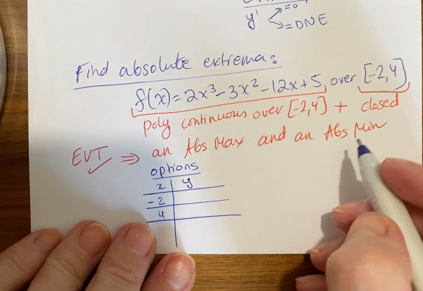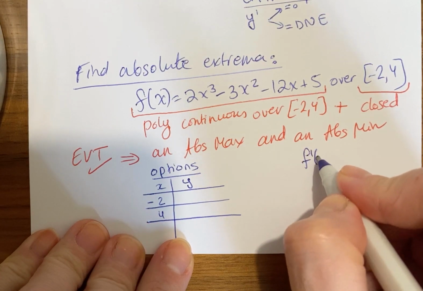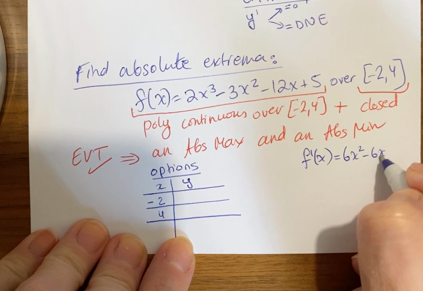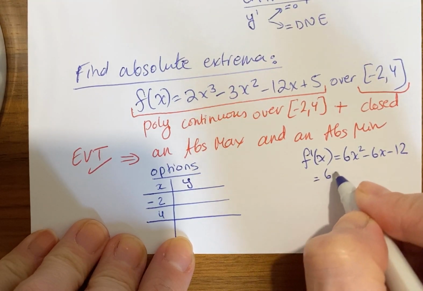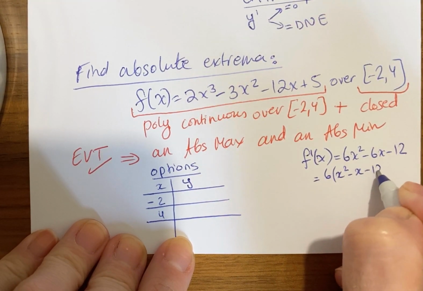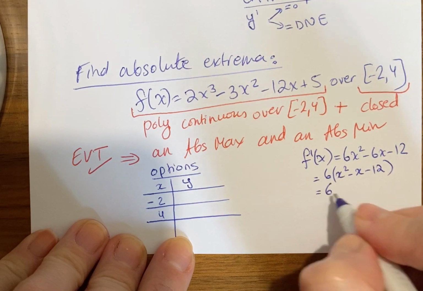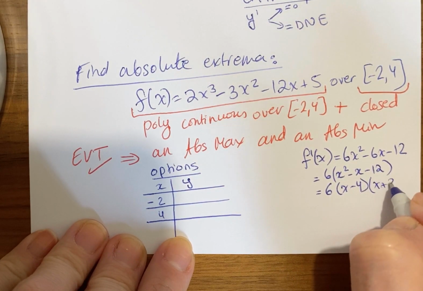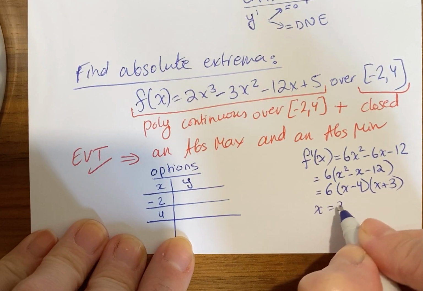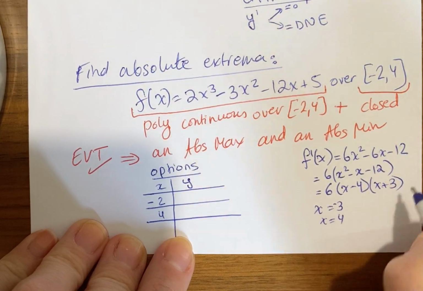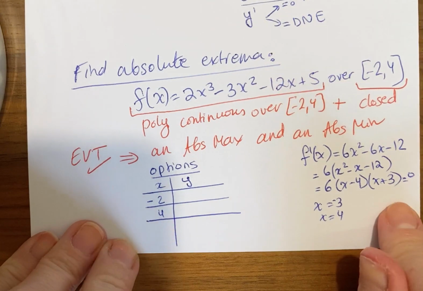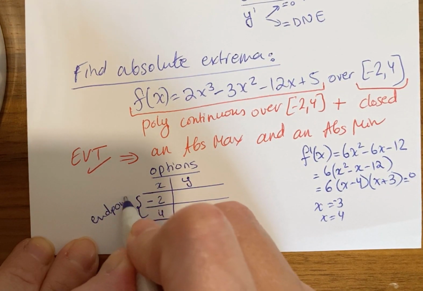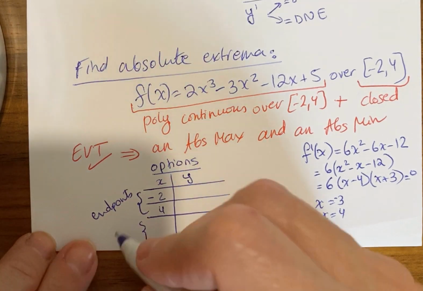Second, I'll make here a box on the side. I need the derivative, which is 6x squared minus 6x minus 12, which is 6 times x squared minus x minus 12, which is 6 times x minus 4 times x plus 3. So x equals either -3 or x equals 4, for f prime to be 0, critical points. So those are the endpoints. Now I want the critical points.